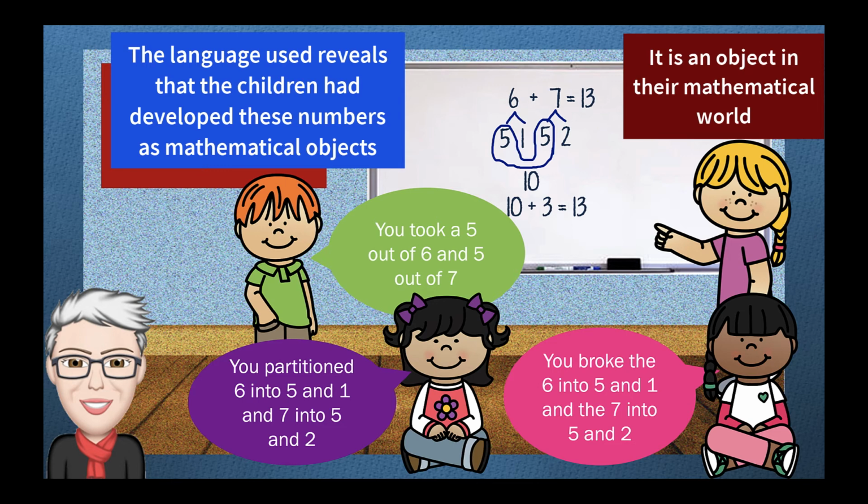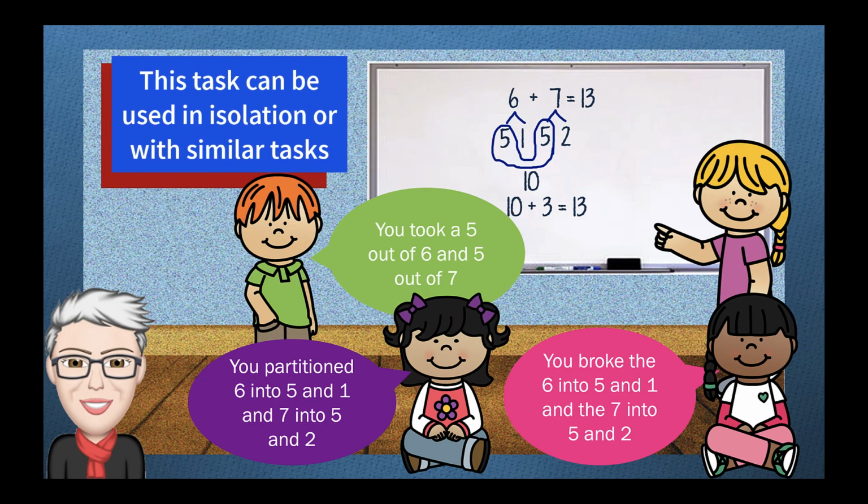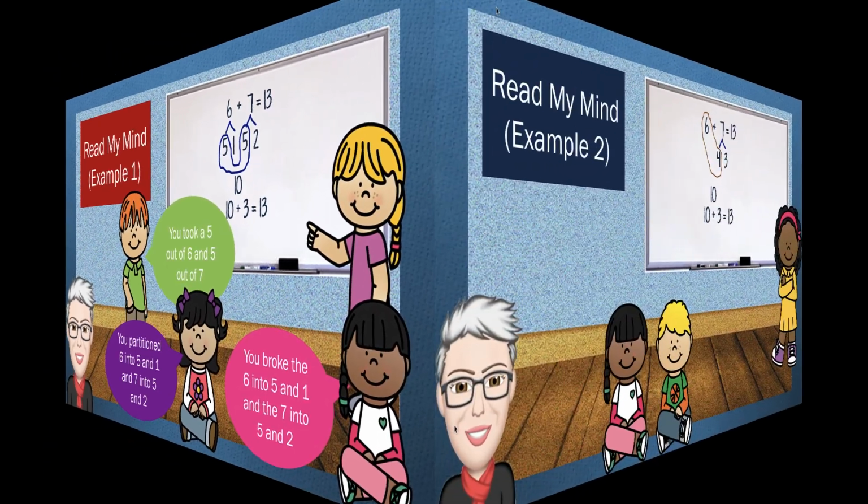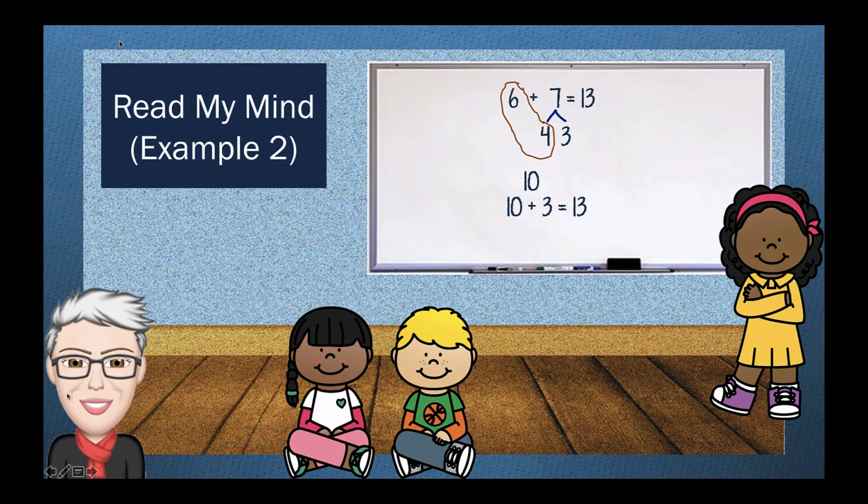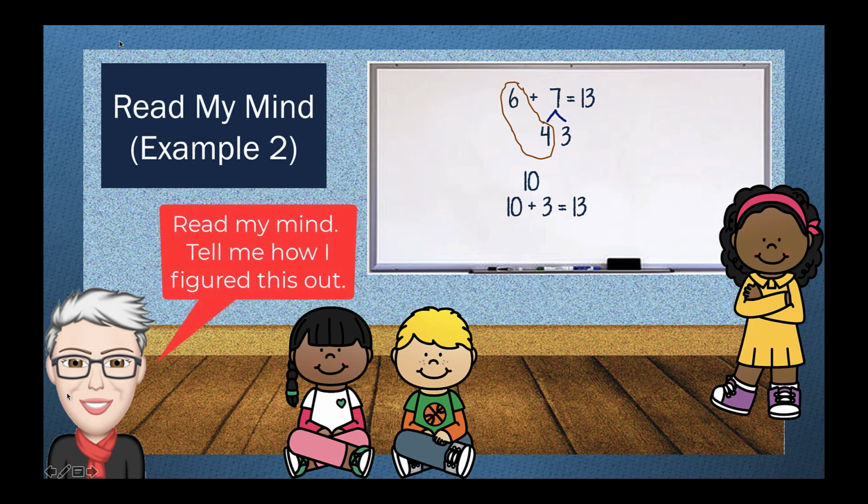You can see that this type of task can be easily used in isolation whenever there is as little as 5 minutes of time available. However, it can also be combined with other similar tasks to further emphasize the numerical notation. For example, suppose this task is followed by this one. Here the number sentence is the same, 6 plus 7 equals 13. But the numerical notation that is used to show how the teacher reasoned differs. Once again, the teacher asks the class, read my mind, how did I figure this out?